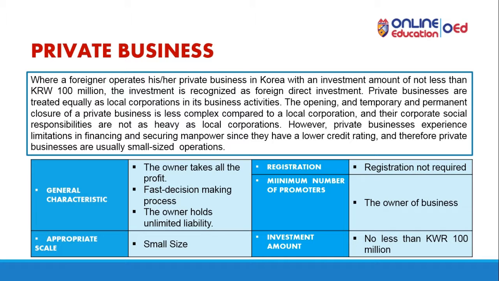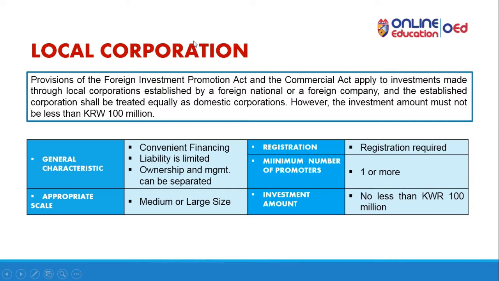Alright, so we have the next one, which is a local corporation. Provisions of the Foreign Investment Promotion Act and the Commercial Act apply to investments made through local corporations established by a foreign national or foreign company, and the established corporation shall be treated equally as domestic corporations. However, the investment amount must not be less than 100 million Korean Republic won.